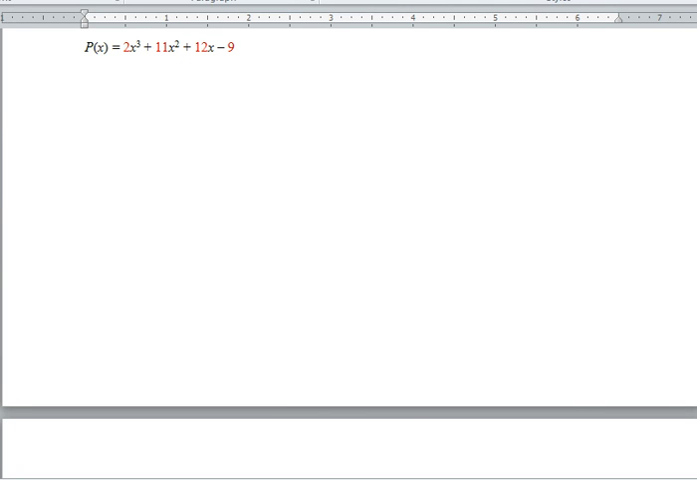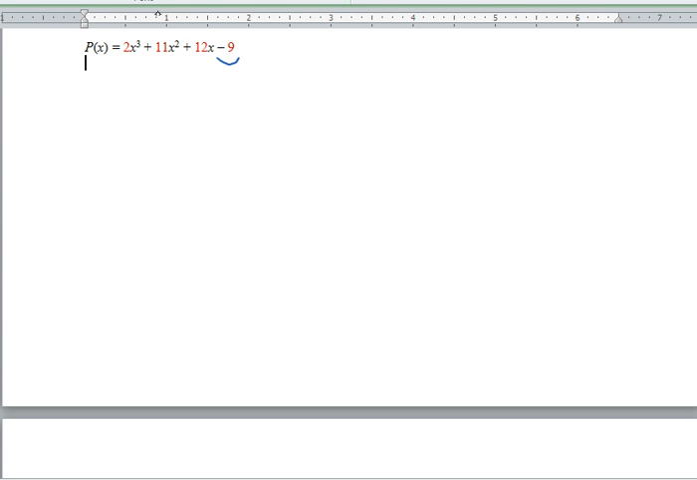Here we want to use the rational zeros theorem as well as our graphing calculator to establish the exact rational zeros for p of x equals 2x cubed plus 11x squared plus 12x minus 9. We notice that the constant term is negative 9 and the leading coefficient is 2.